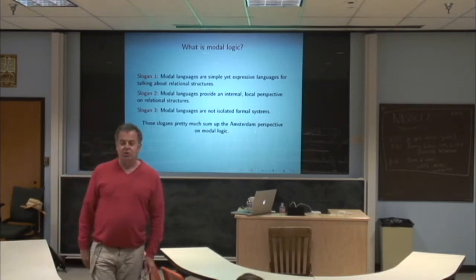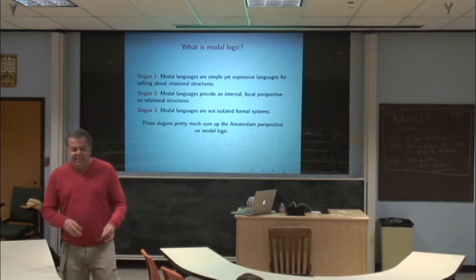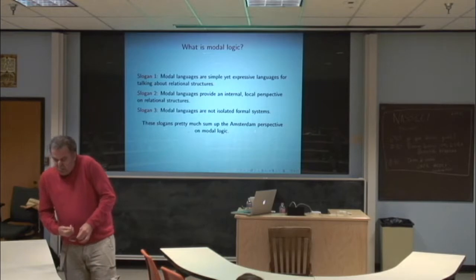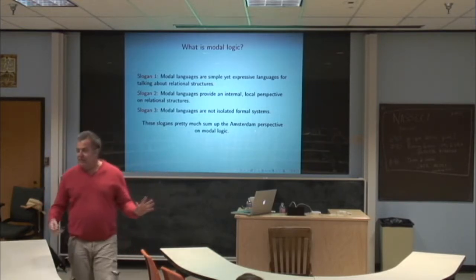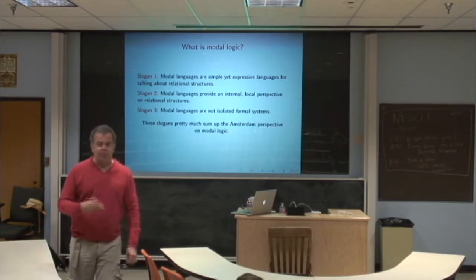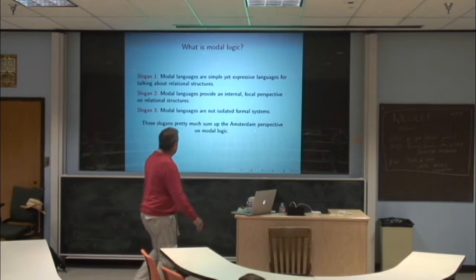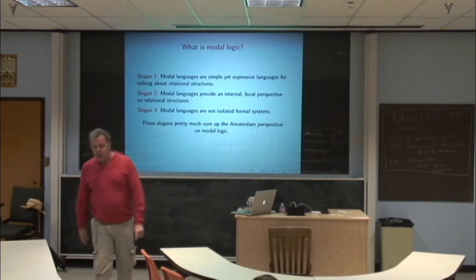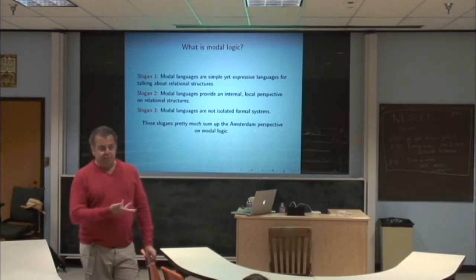And I said, do you do any modal logic? And he looked a little bit scared, and he said, no, I don't think so, you know. You have to deal with possible worlds. And I can understand that. I wouldn't be doing modal logic if I had to deal with possible worlds all the time. That's why I like to say they're about graphs. Let's pass that on. Now, this is what I would call the Amsterdam perspective on modal logic. That's what these slogans attempt to sum up. The Amsterdam perspective is what I'll be elaborating on.